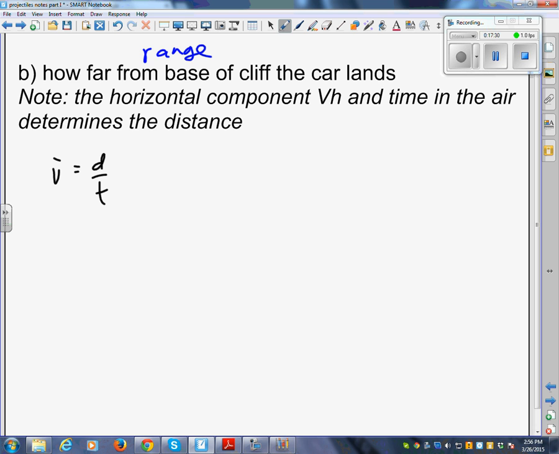Does the VH remain the same? Yeah, it does. It stays at 24.